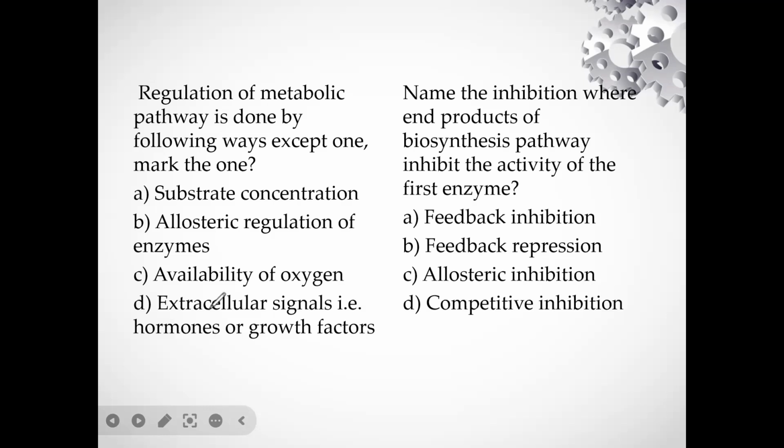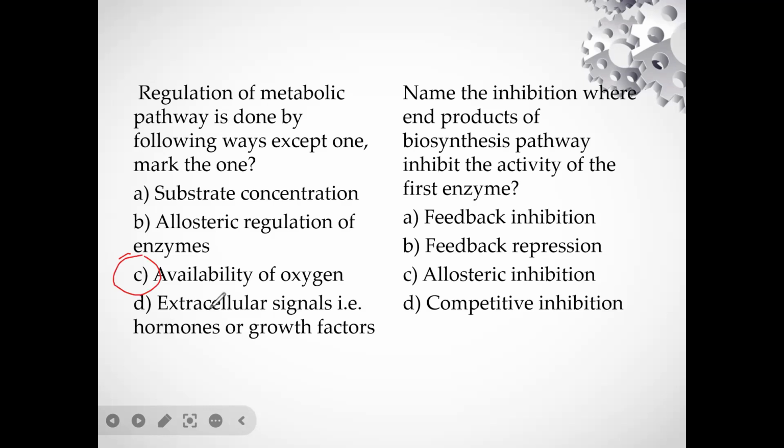And then C, availability of oxygen. Availability of oxygen is not actually used in metabolic regulation. And then D, extracellular signal. Hormones and growth factors like glucagon, epinephrine, glucocorticoids and mineralocorticoids are all examples of chemical or extracellular signals that can regulate metabolic pathways. So here, the answer is C.